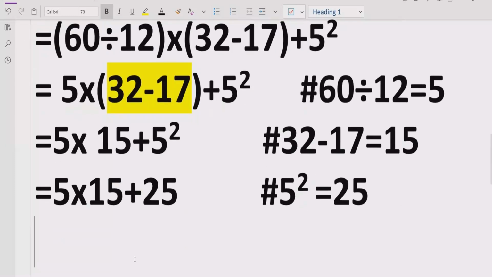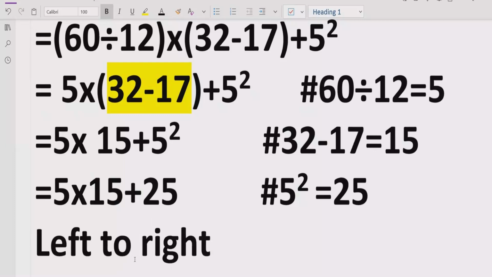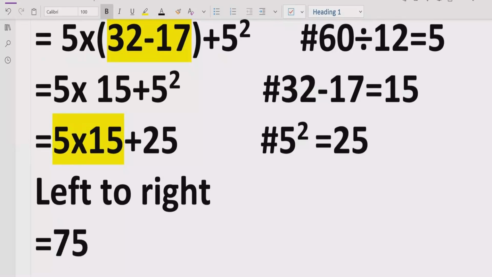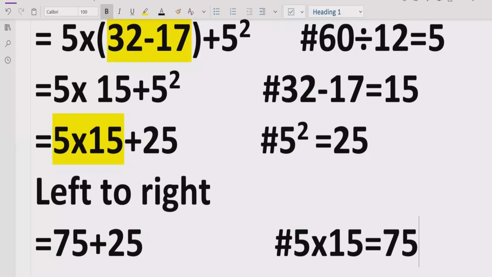So we have to go to step number 3, which is solve division and multiplication. What we will do, we will go left to right in our expression and find out which is coming first. So first of all, we have the multiplication. Only we have here multiplication. So we will solve this one. So 5 multiplied by 15 equals 75. And plus 25, we will write as it is. And here we will give the reference, 5 multiplied by 15 equals 75.